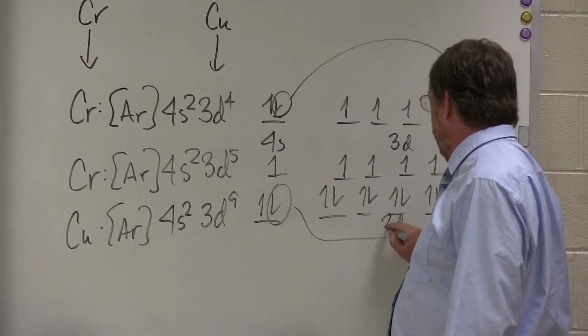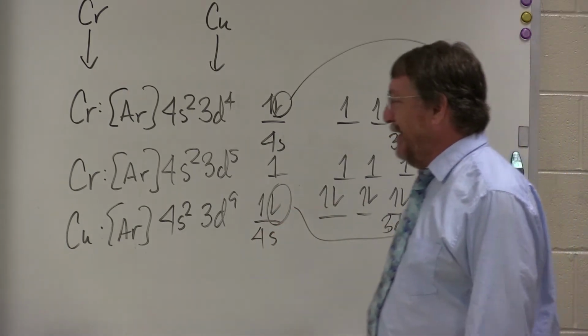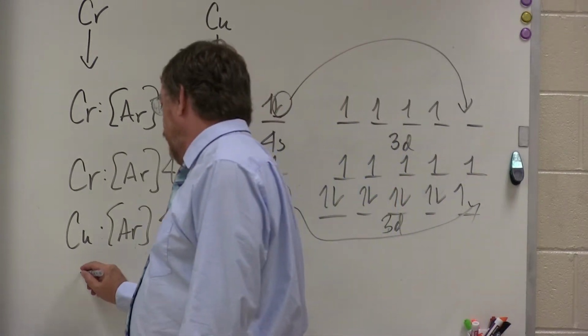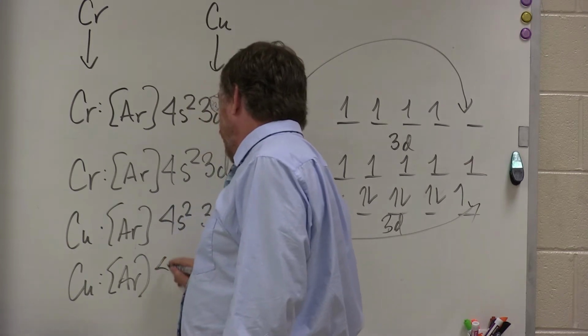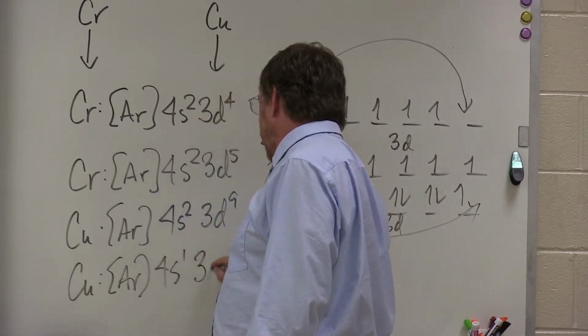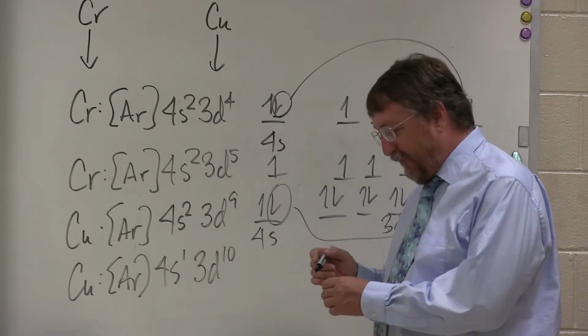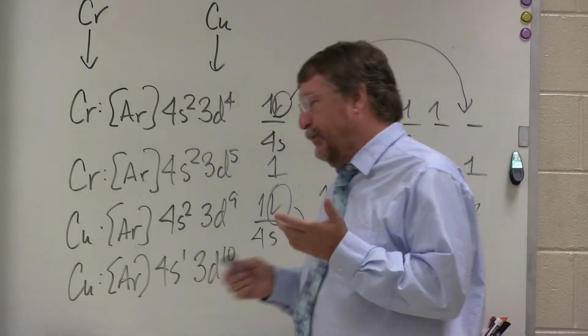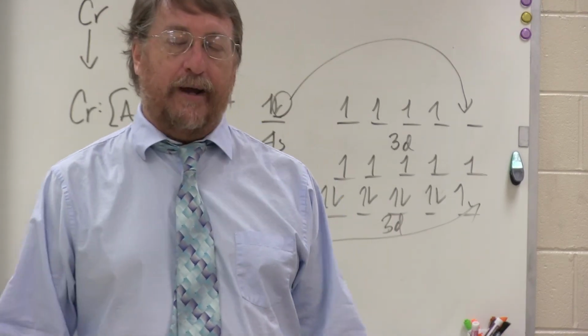Let me put our labels on here. And so we end up with copper being a d10 element. So copper is argon 4s1 3d10 rather than 4s2 3d9. And we can fill out the diagram. So copper, silver, and gold are all going to do that. They're actually d10 elements rather than d9.